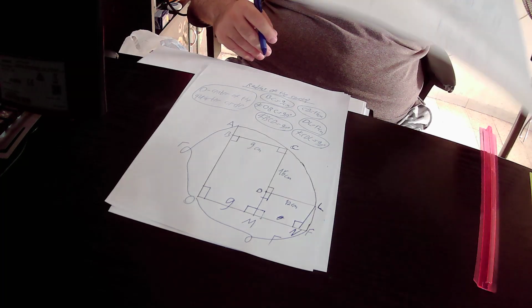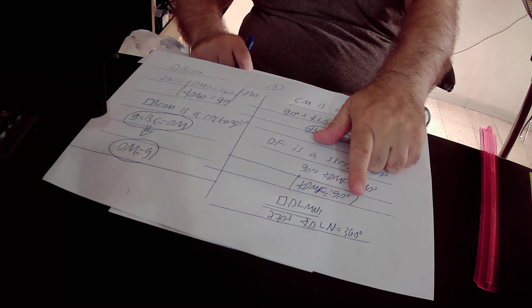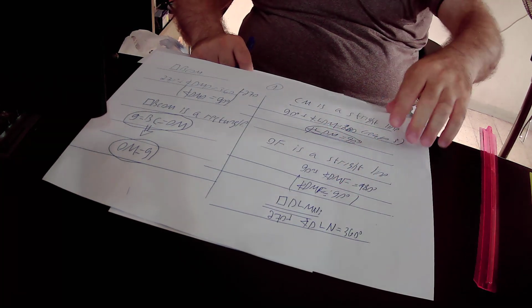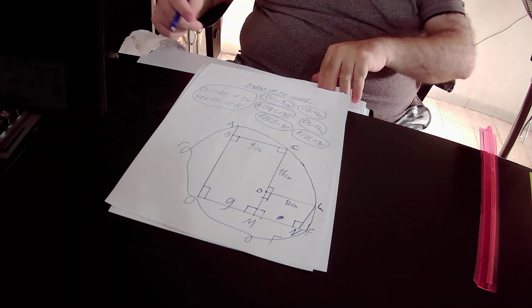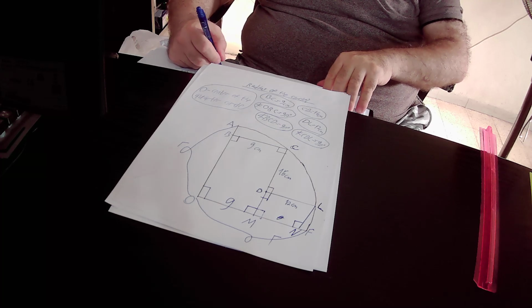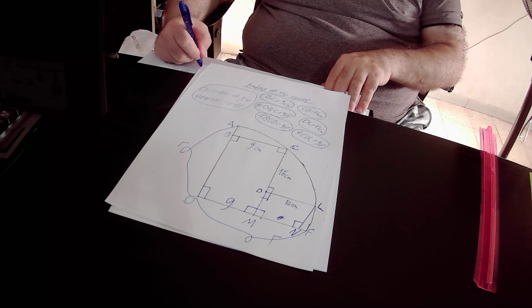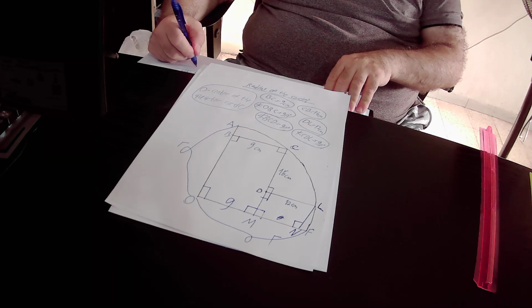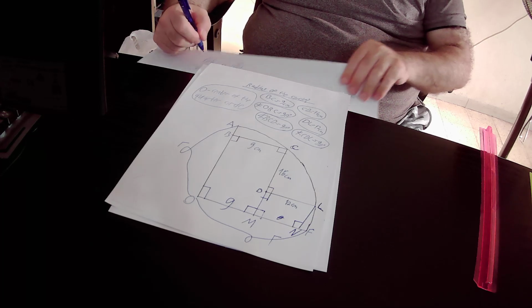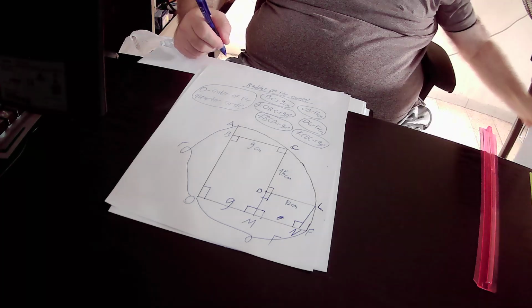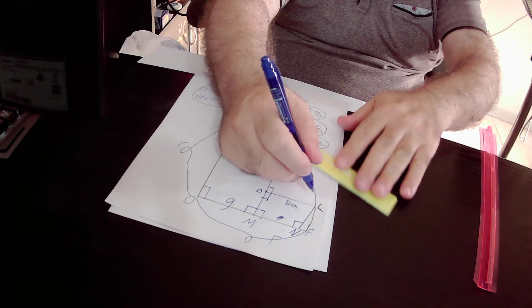Okay. So here we subtract 270 degrees from this equation, and we get that the missing angle, angle DLN, is equal to 360 degrees minus 270 degrees, it is equal to 90 degrees. So we can find out that this angle is a right angle, it is equal to 90 degrees.